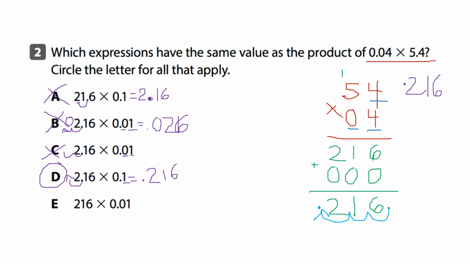Let's do E just to make sure. Whenever we have a whole number, 216, like we have in E, the decimal is invisible at the very end right there. And I know that I'm moving my decimal place 2 spots. 1, 2. And so this one's not going to be it either, because this one gives me 2 and 16 hundredths. So D is the correct answer for number 2.